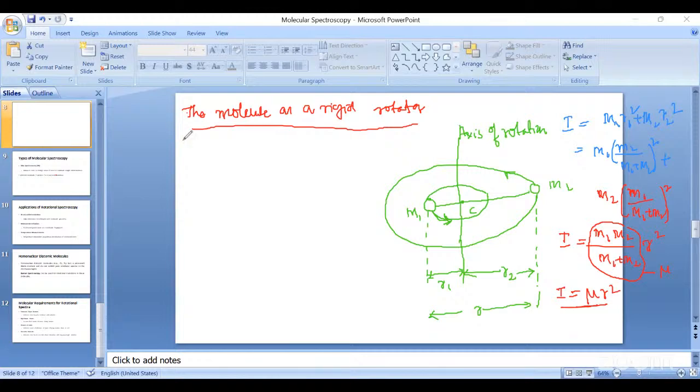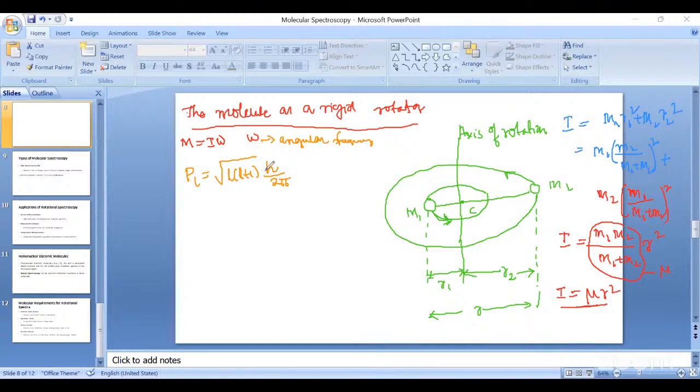Right. According to quantum mechanics, the angular momentum of the particle is M equals I omega, where omega is the angular frequency, because it is rotating around this axis. According to quantum mechanics, the angular momentum of a single atom can be written as PL equals root of L into L plus 1 into h by 2 pi.